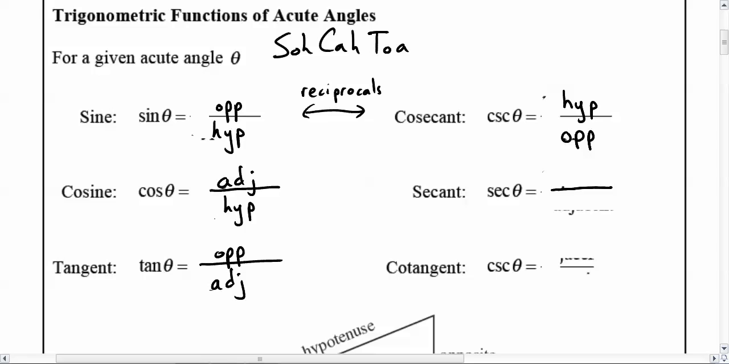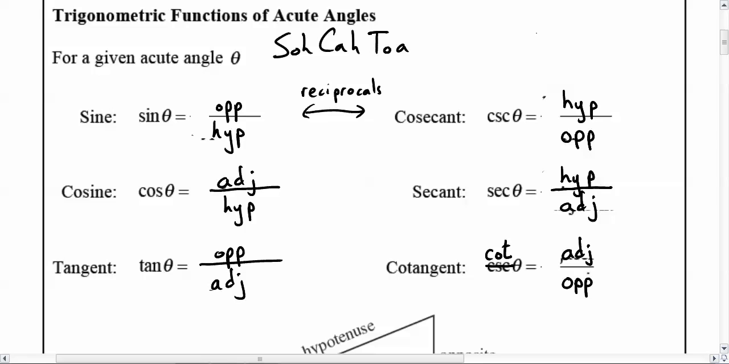Secant is the reciprocal of cosine. And cotangent, there's a typo here, it should be COT. Cotangent is the reciprocal of tangent, adjacent over opposite.